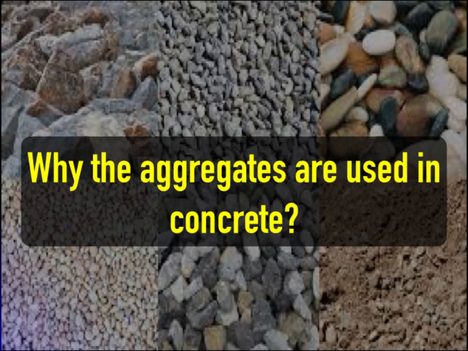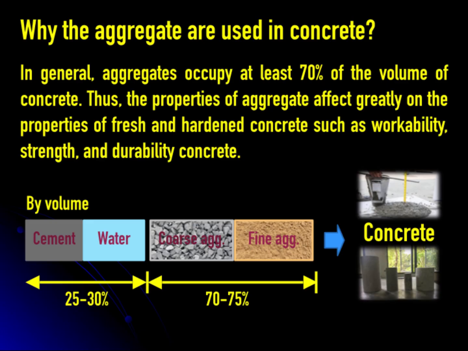Why are the aggregates used in concrete? The aggregates generally occupy 70 to 75% of the concrete volume and strongly influence the properties of fresh and hardened concrete, such as workability, strength, and durability, as well as structural performance of concrete. Generally, concrete aggregates are divided into 2 portions. The first one is coarse aggregate, which often uses crushed limestone, while sand is often used as fine aggregate.